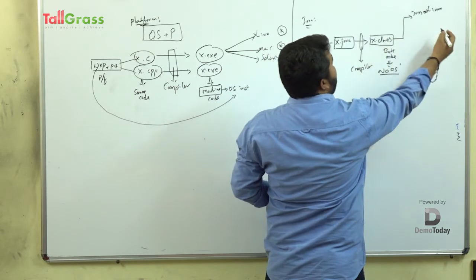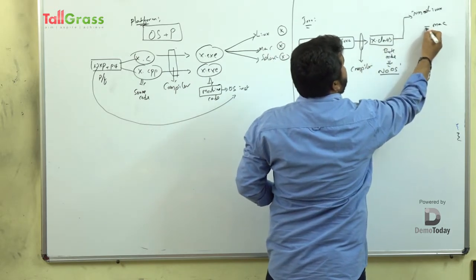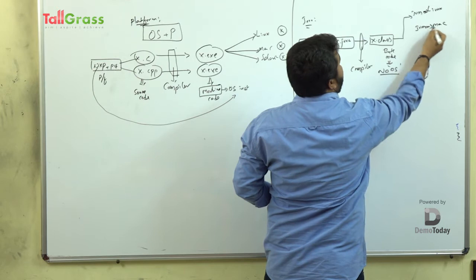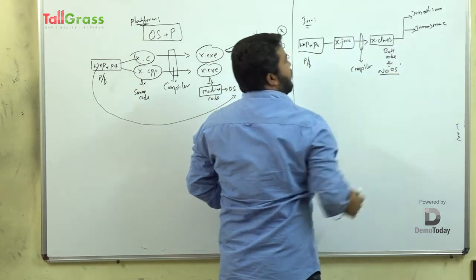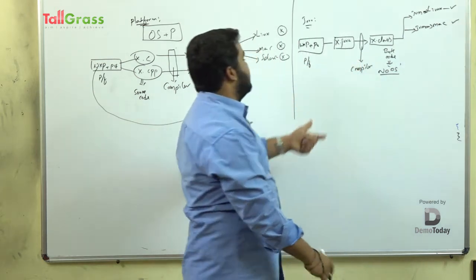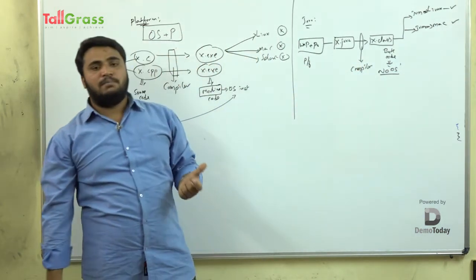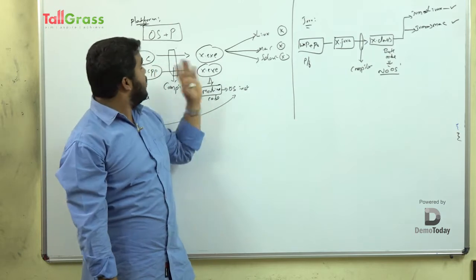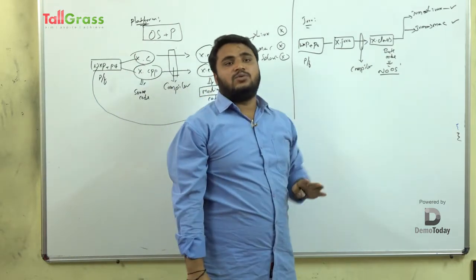Suppose you want to execute this .class file on the Mac operating system, you just need a JVM supported for Mac, and then your Java program is directly executed. So it means the first nature of Java is that it is platform independent. This is the first reason why we need to go to Java.